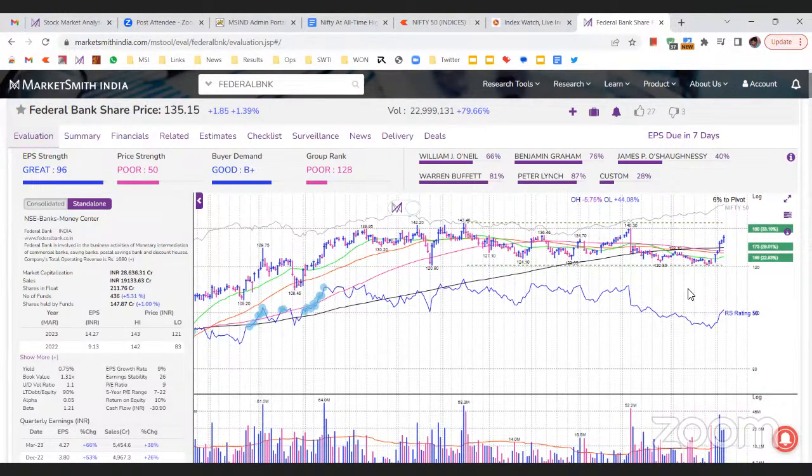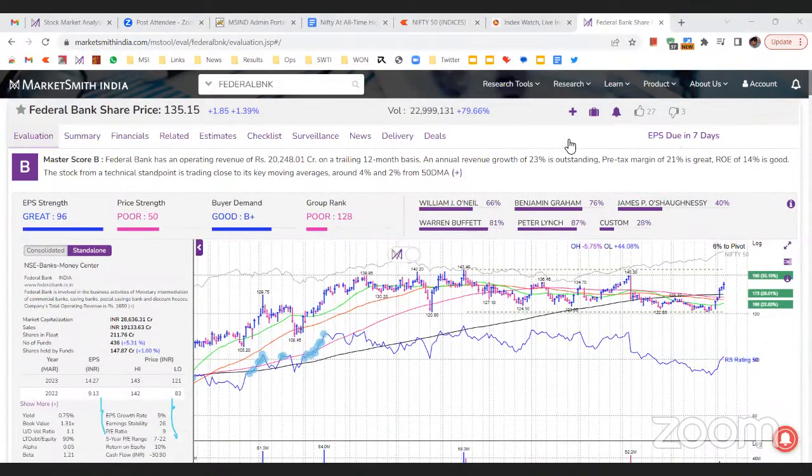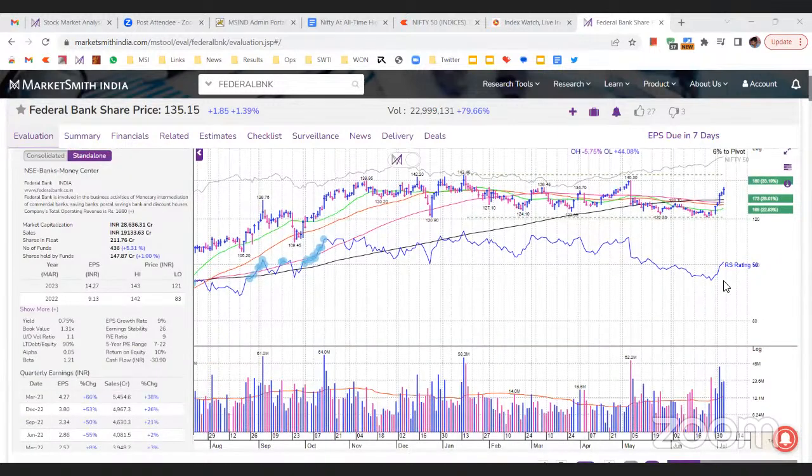Even if you look at the December result or the March result, it has been very good. And if you look at the current situation, apart from the price strength, all the other things are still working well for this. For Federal Bank, your fund holding for the stock has been improving. And similarly, in the last 4 to 5 sessions, your RS line has started to move higher. Plus, the stock is moving higher on above average volume. That is a very good sign. That is a sign of accumulation.